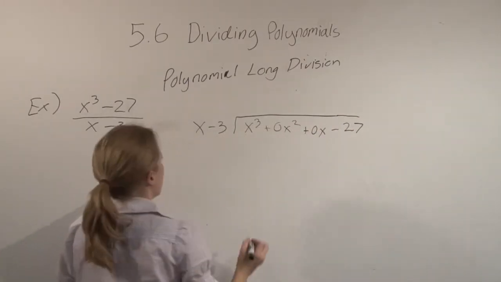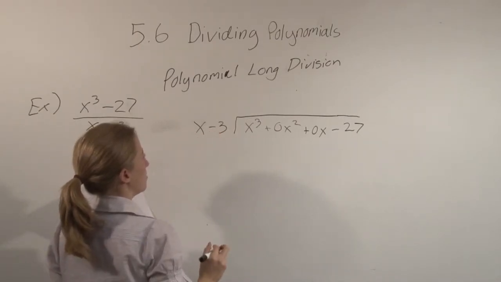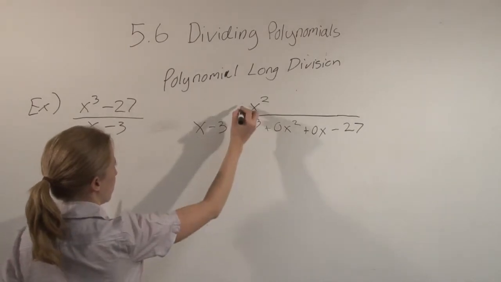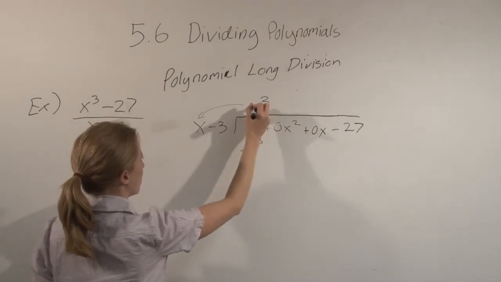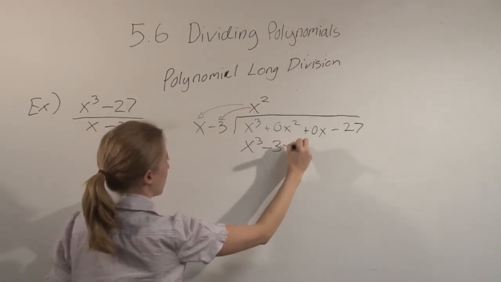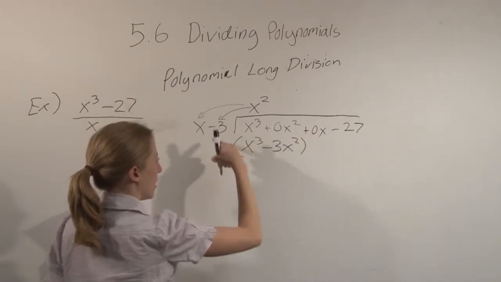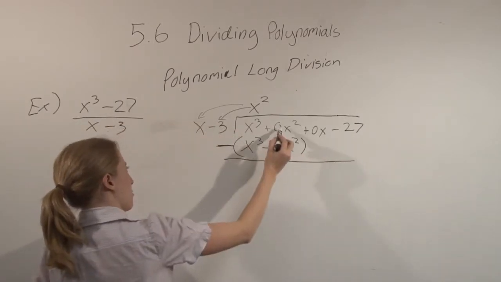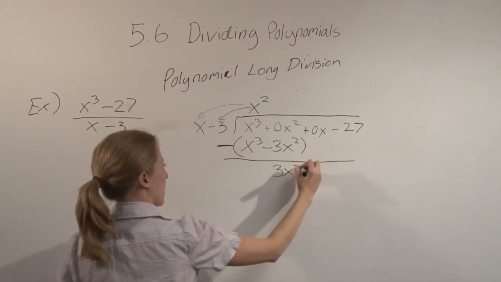So now I'm going to do the same thing. I want something I can multiply by x to get x cubed, which is going to be x squared. So I multiply x squared by x, get x cubed. x squared by minus 3 gives me minus 3x squared. Now, subtracting everything in these parentheses here. So if I do 0 minus negative 3x squared, I'm actually going to get positive 3x squared.